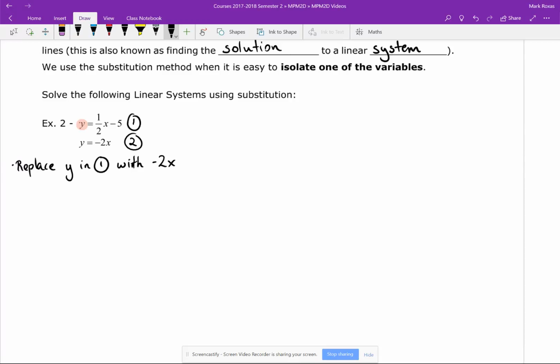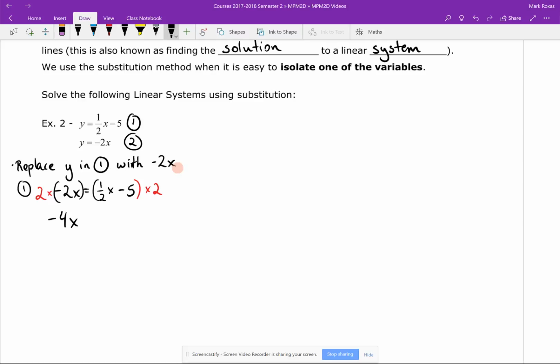So let's do that. Equation number 1, here we're going to replace the y: negative 2x equals, on the right side, 1/2 of x minus 5. Now you see the equation has no y variable anymore, it's just an x, which means we can solve for it. So how do I get rid of the fraction? Well, one strategy you could use is to multiply both sides of my equation by 2. 2 times this and 2 times that. Balance the equation by doing it on both sides. So 2 times negative 2x is minus 4x.